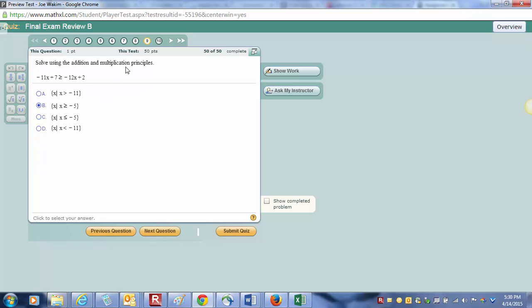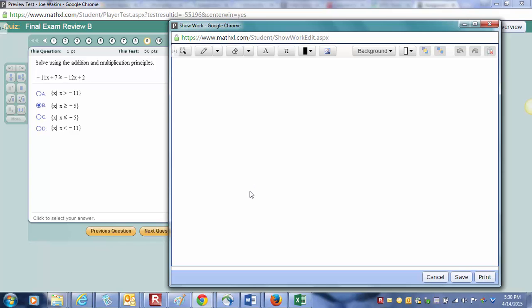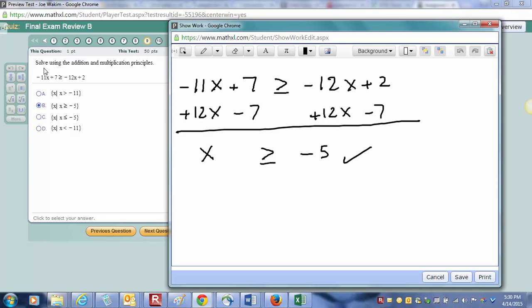Solve using the addition and multiplication principle. So as you see, let me show the work here. The very first thing I did, I moved the negative 12x to the right, so I added 12x to both sides. So that would move the negative 12x to the left. I want to move the 7 to the right, so I subtract 7 from both sides. So negative 11x plus 12x will give me the x.